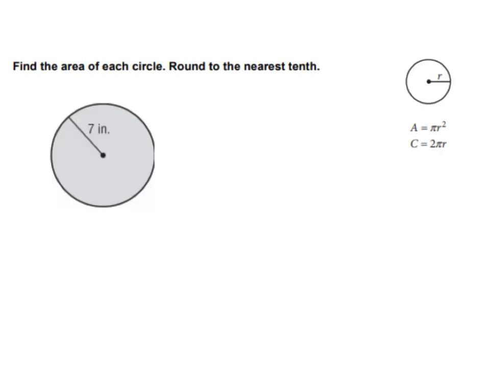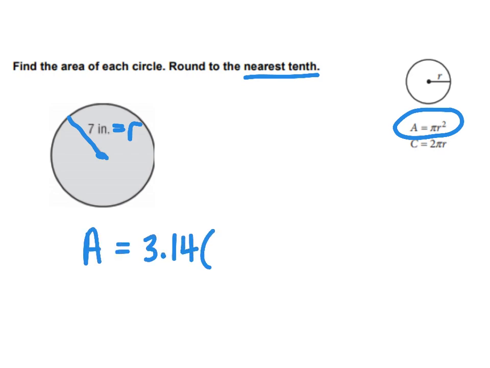Alright, finding the area of a circle, and it tells us to round to the nearest tenth. So that would be 1 decimal place. The area of a circle is pi r squared. R, again, is the radius from the center of the circle to the edge, so 7 is actually the radius. So for area, we're going to have pi, which we're going to be using 3.14, times the radius, which is 7 squared. PEMDAS tells you to square first, so you can do that.